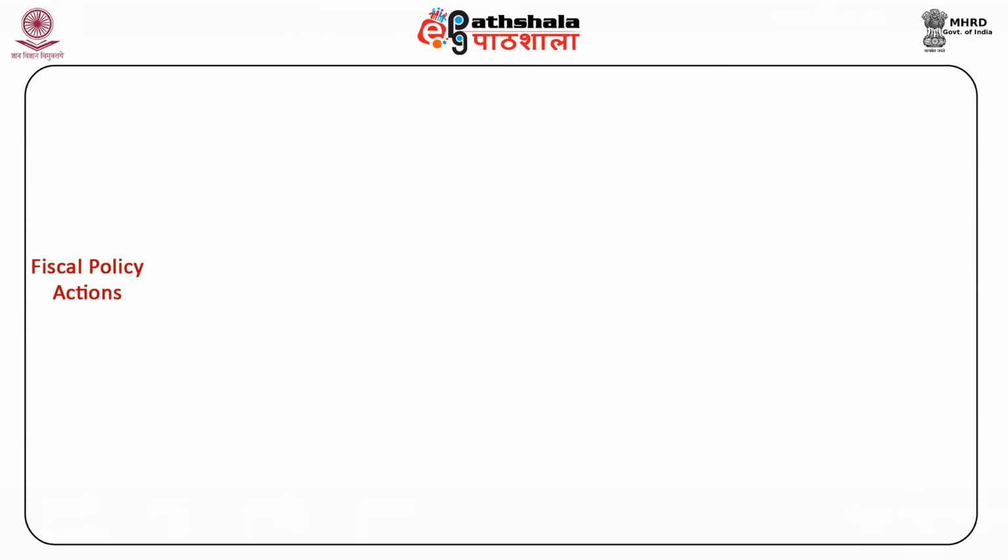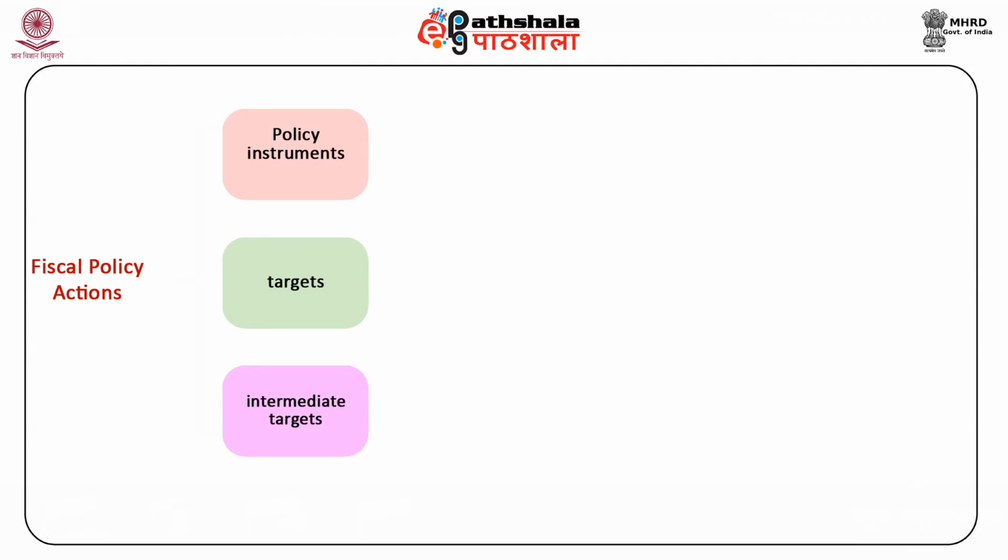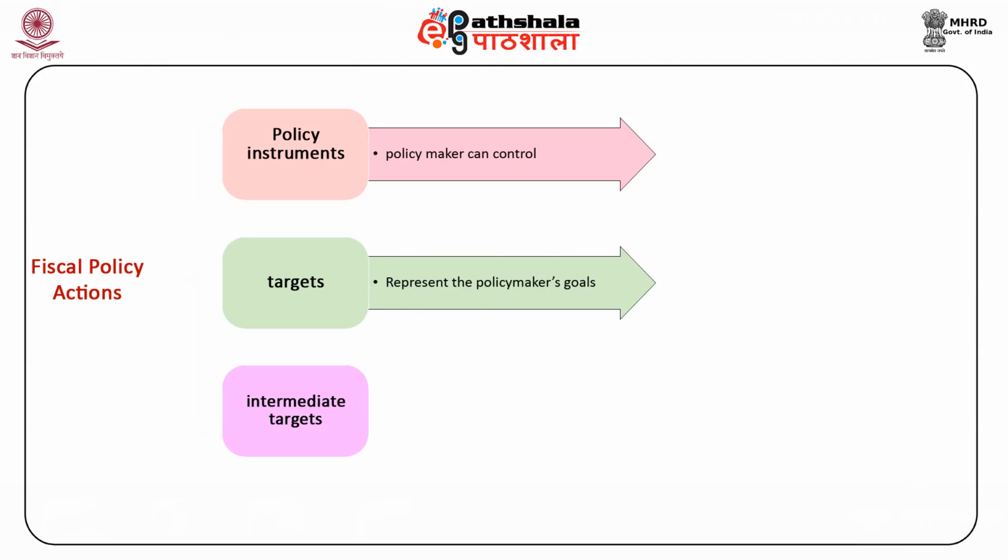We need to define the terms policy instruments, targets, intermediate targets, and policy regimes. Macroeconomic policy making can involve several variables such as government spending, taxes, and transfers, in addition to the money supply. Policy instruments are variables the policymaker can control. Policy goals or targets are variables which represent the policymaker's goals. These cannot be controlled directly by the policymaker.